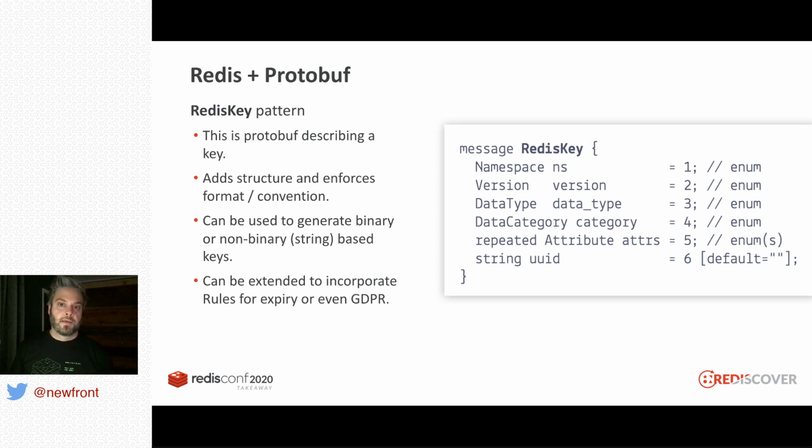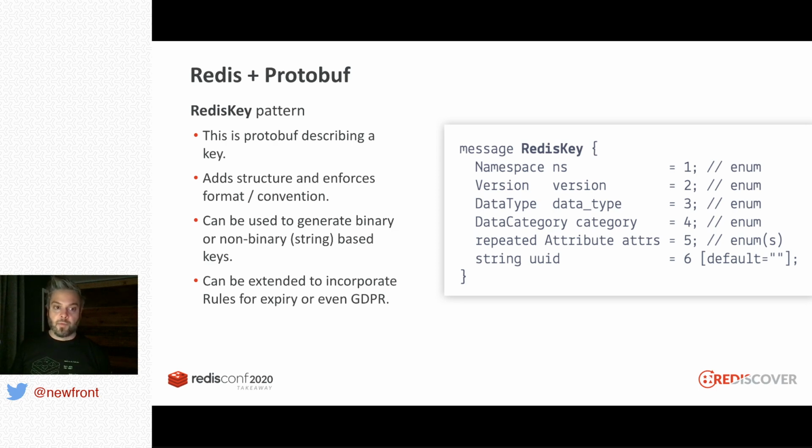intent. So if we have a Redis key, what we have on the right-hand side is an example message again. So the message is Protobuf. It takes a namespace, and the namespace is another message, or could also be an enum. In this case, we have an enum. Version itself could also be an enum value. Data type could be an enum value. Data category could be an enum that points to another category. A lot of this stuff is flexible, so that the end user, you guys out there, can do something interesting that you want to do with this.